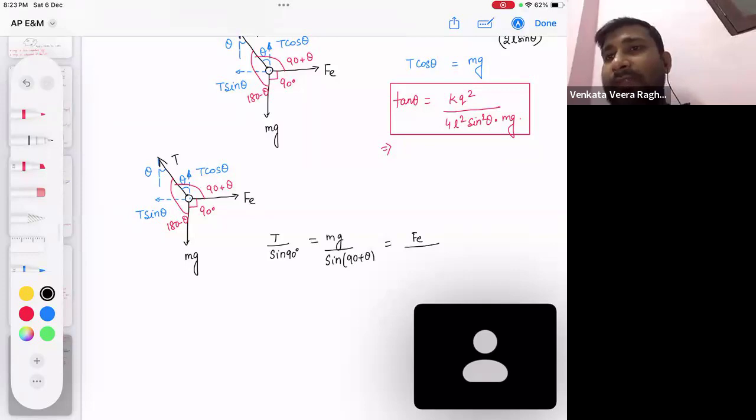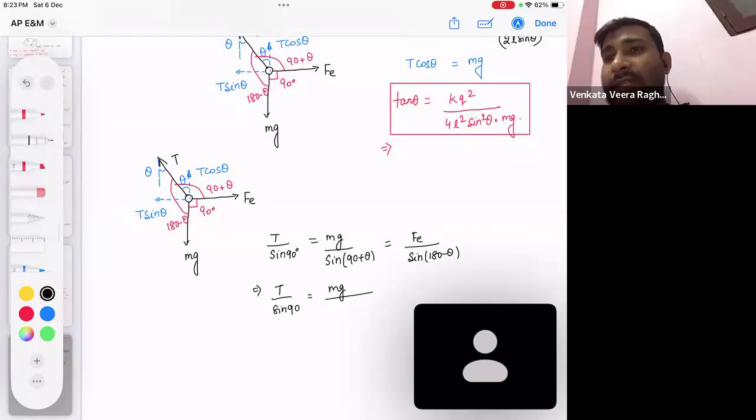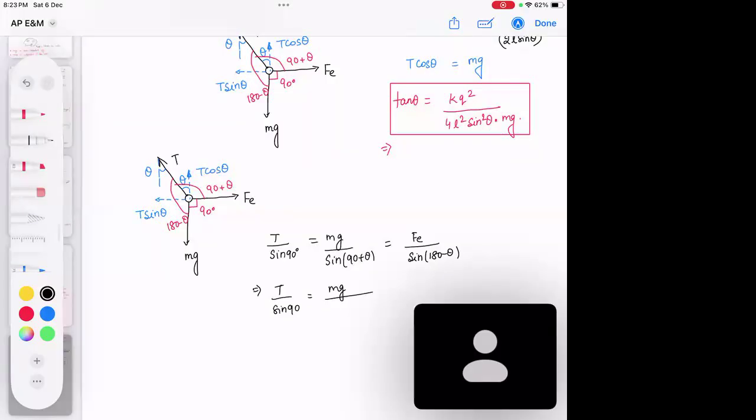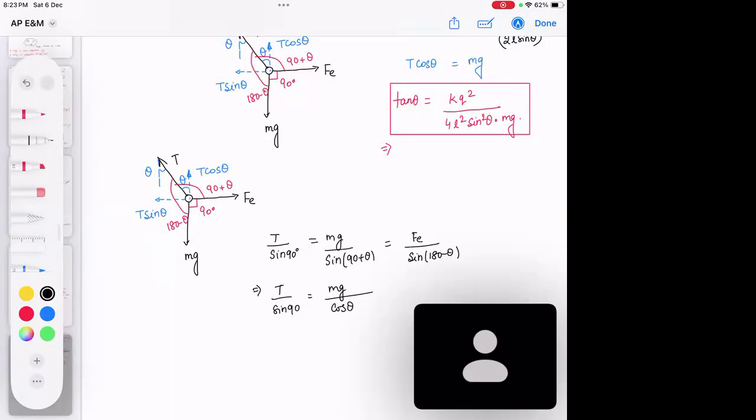180 minus theta, right? So we got the equation: T by sine 90 equals mg by sine (90 plus theta), which is cos theta. Cos theta is positive, isn't it? Because the angle goes to the second quadrant, and in the second quadrant sine remains positive, so cos theta.